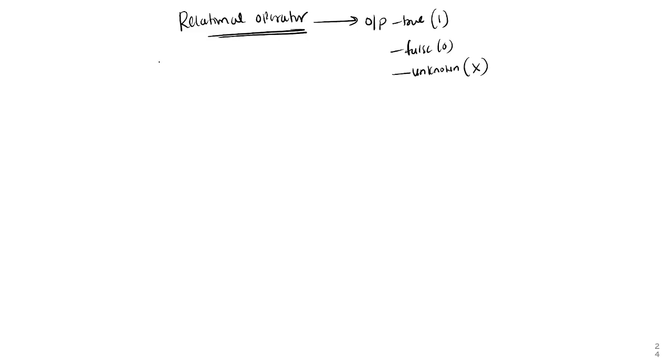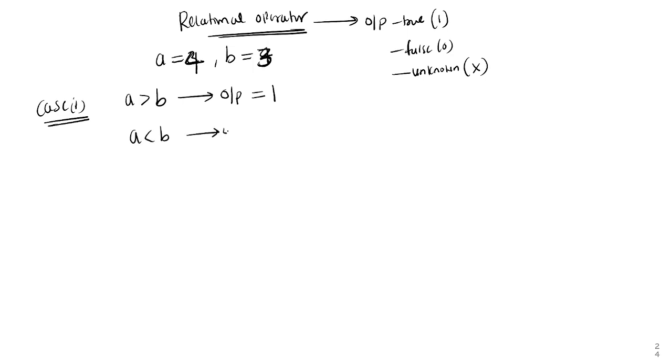So let us take a equal to 3 and b equal to 4. Or you take a equal to 4 and b equal to 3. Case 1. Suppose a is greater than b. What is the output? 4 is greater than 3. True or false? True. The output is true, 1. Okay, a is less than b. The output is false, 0. Okay, a is greater than or equal to b. What is the output? 1.